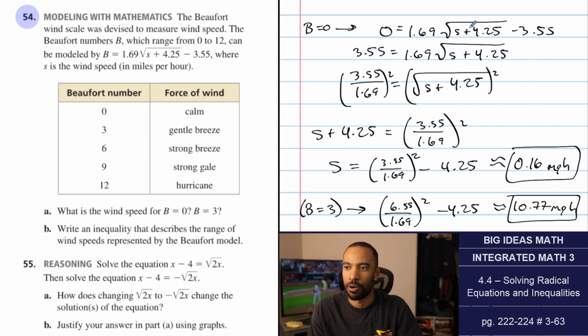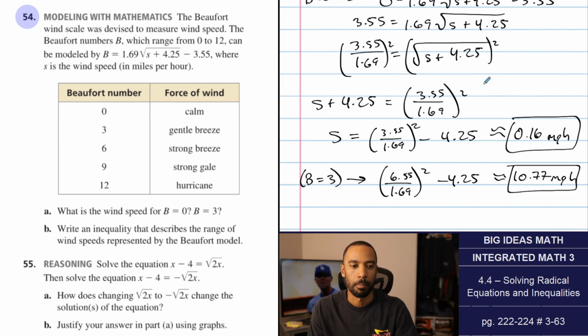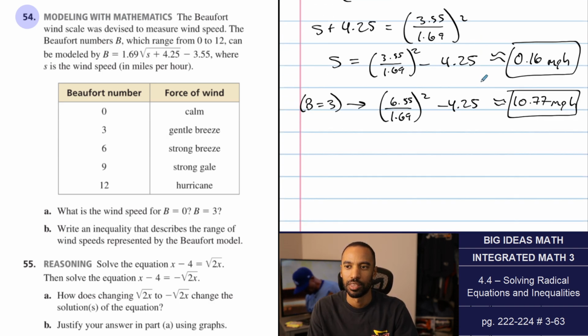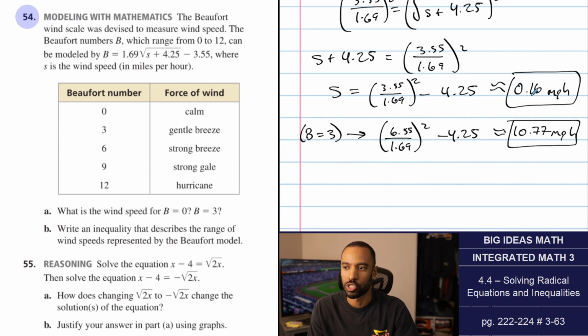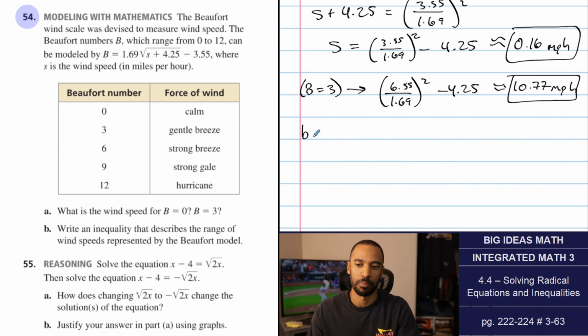I'm thinking about this where S has to, oh, that's negative 4.25. All right, well, by the Beaufort numbers, I guess the smallest wind speed we can have is 0.16 miles per hour that it can still register stuff. That's my guess, but we got to plug in 12 for part B. So part B equals 12 is the highest we got to take a look at.